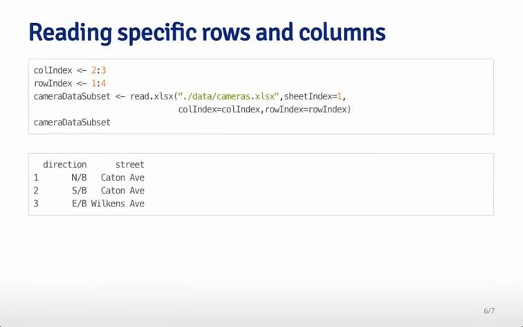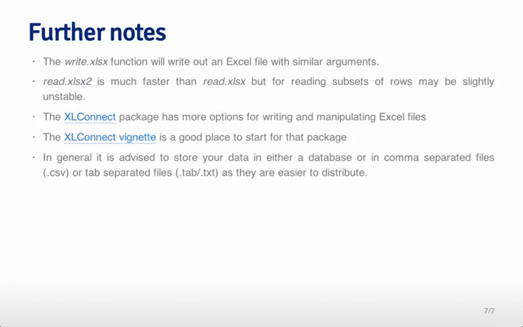One thing to keep in mind is that you can read specific rows and specific columns. So for example, if you want to read just the second and third columns, and just the first through fourth rows, you can pass those as variables, colIndex and rowIndex, to read.xlsx, and you'll only read a subset of the Excel file, which might be useful if you only want to extract a little part of the file that you have.